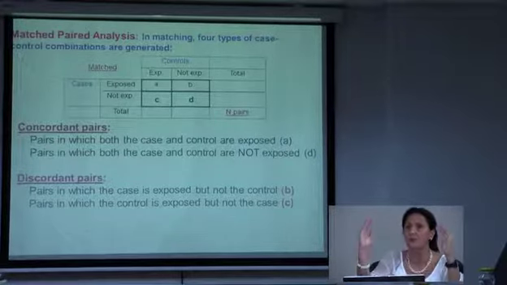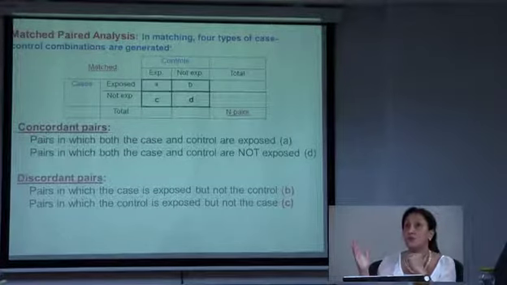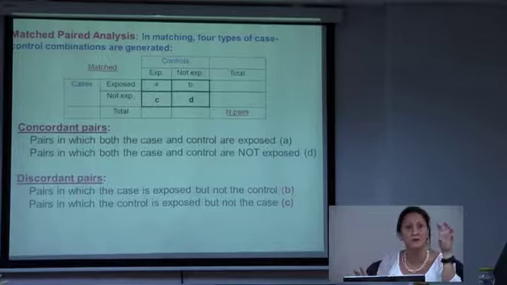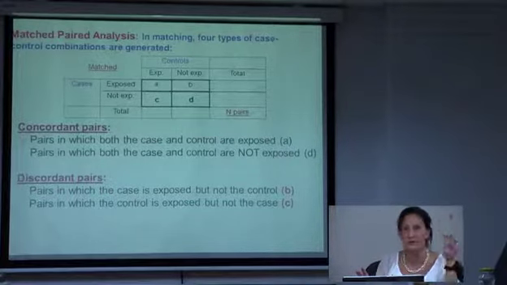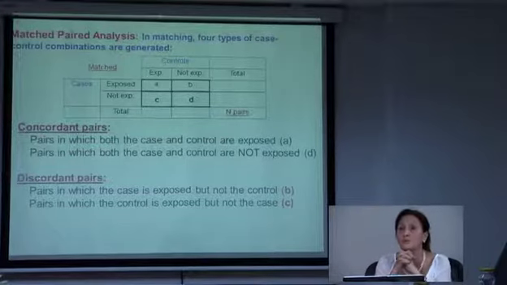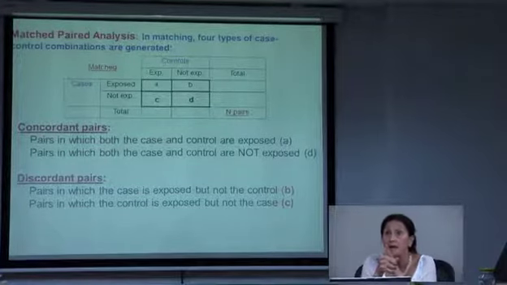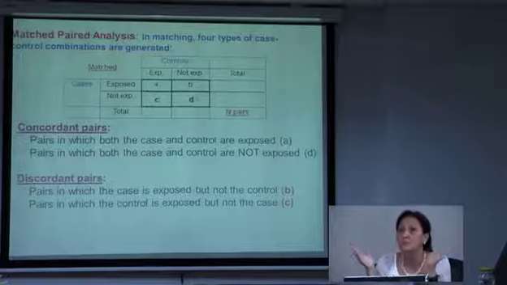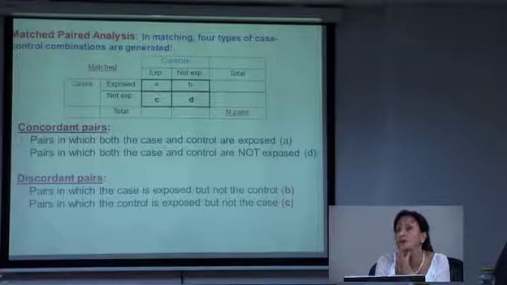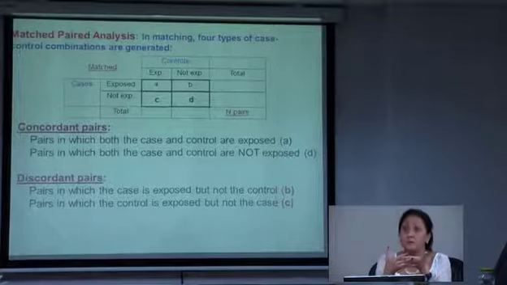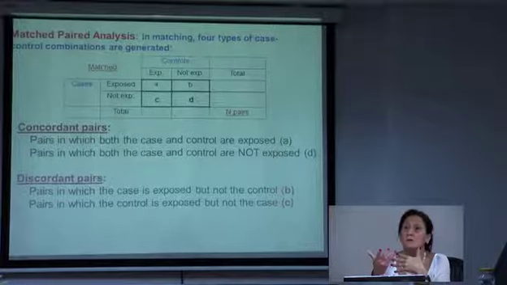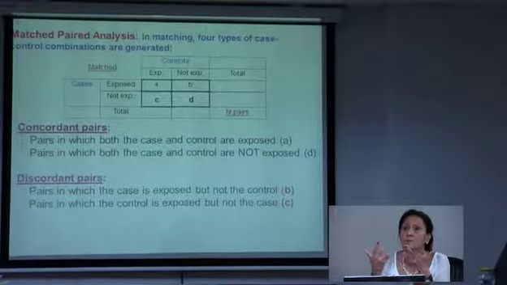Is it clear how the table is set up? It's not a case control table with case control status in the column and exposure as the row variable. So you have exposed, non-exposed for a case, and exposed, non-exposed for a control. So A is a concordant pair where both of them are exposed. D is a concordant pair where both of them are not exposed. And these are not the pairs that I'm interested in.